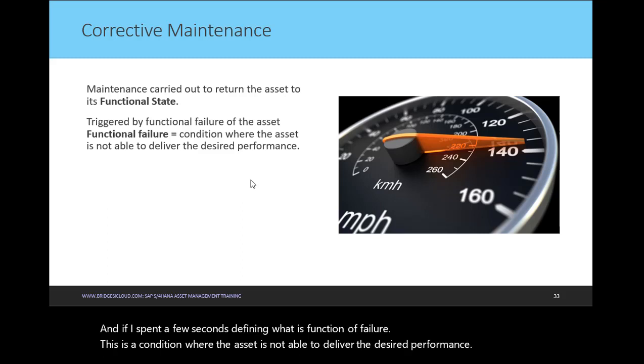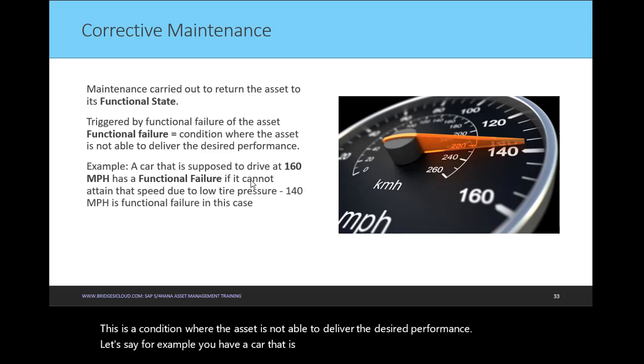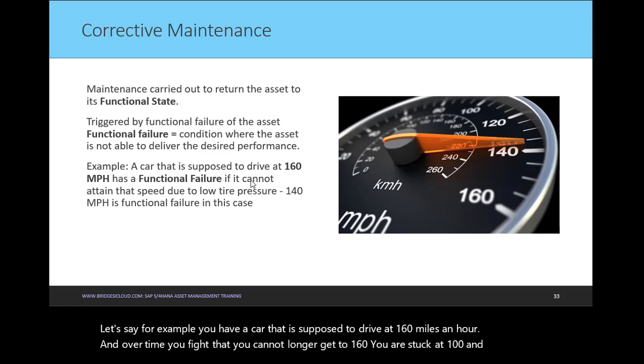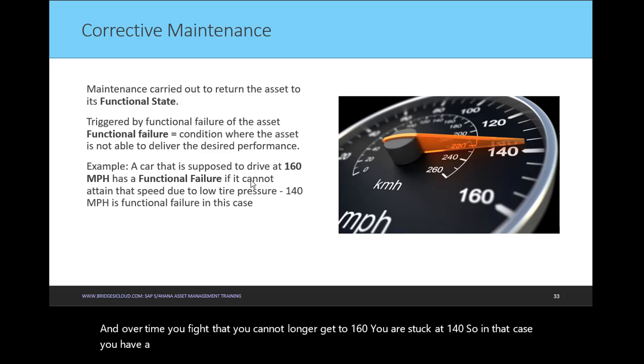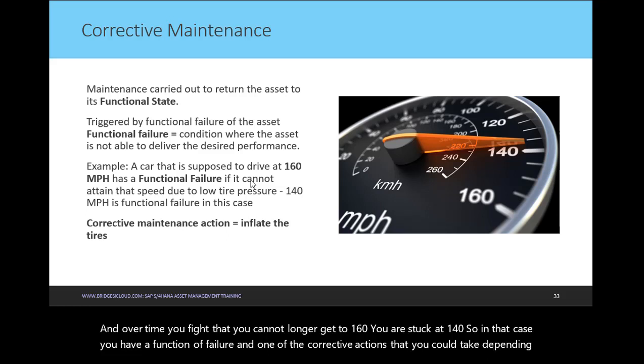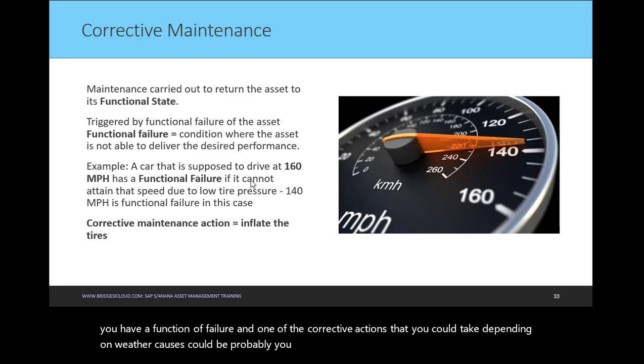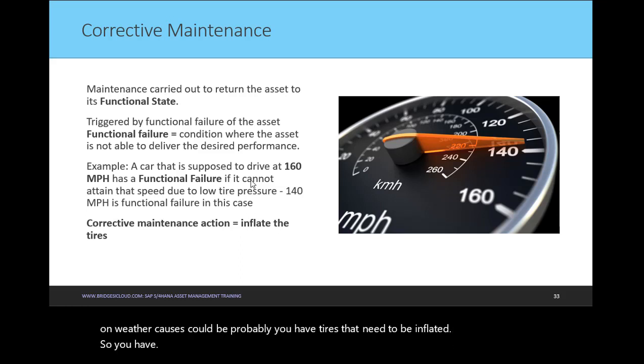Let's say, for example, you have a car that is supposed to drive at 160 miles an hour, and over time you find that you can no longer get to 160, you are stuck at 140. So in that case, you have a functional failure. And one of the corrective actions that you could take, depending on what the cause is, could be that you have tires that need to be inflated. So you inflate the tires as the corrective action or corrective maintenance.